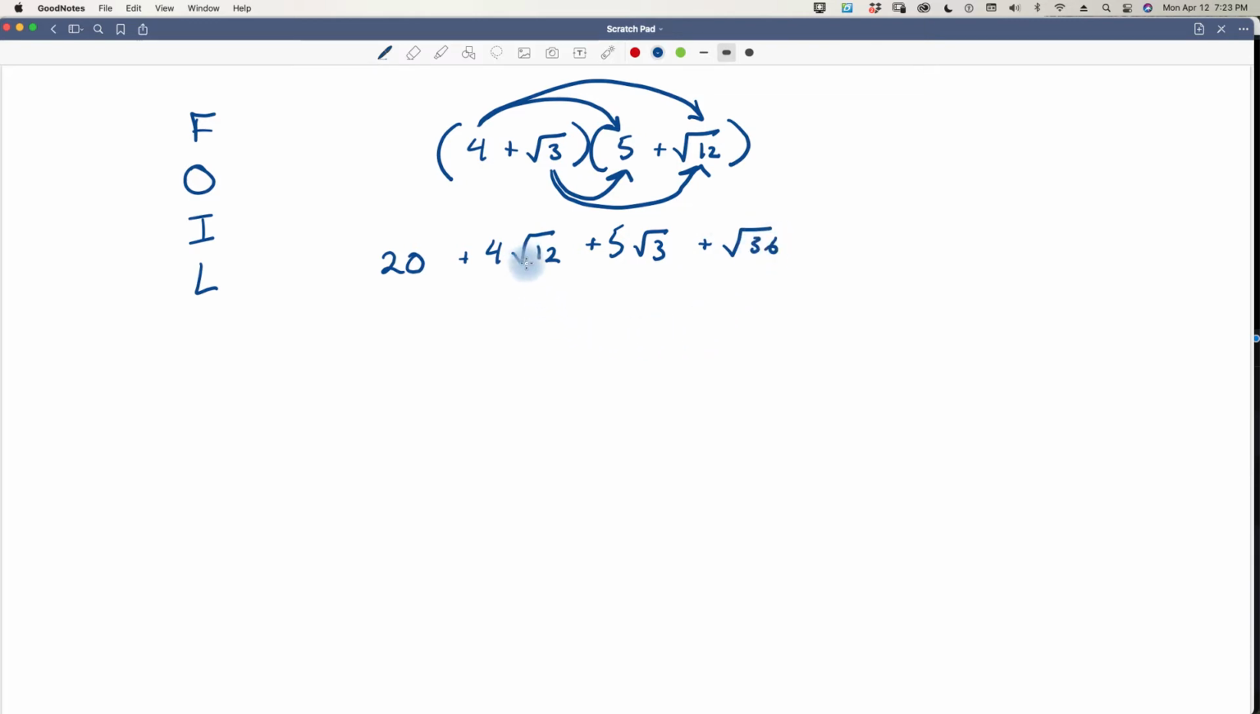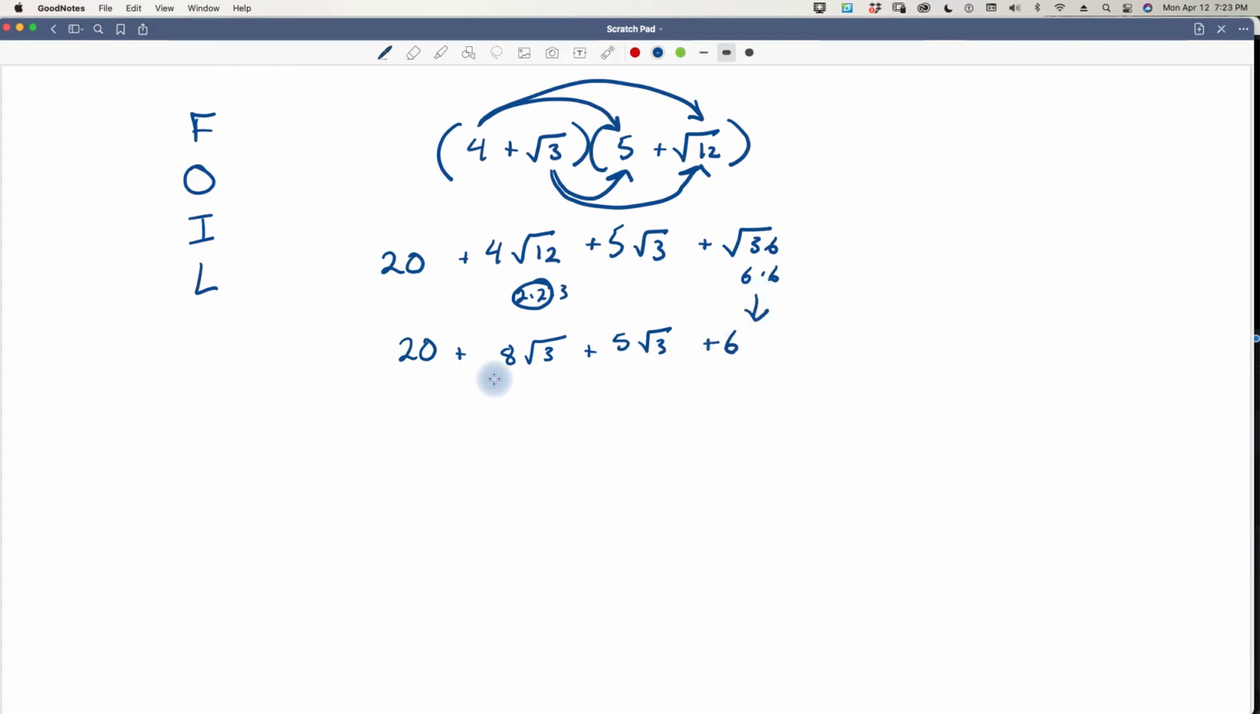All right, so we already see some things that we can fix here. We know that 12 is 2 times 2 times 3. We can pull those out. And that's going to be 2 times 4. So that's going to be 8 times the square root of 3. Let's bring down our 20. And let's bring down our 5 times the square root of 3. And this is 6 times 6. So we can just bring down the 6.